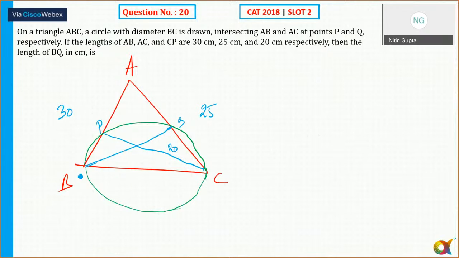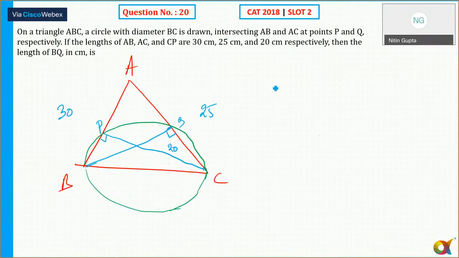Okay, no issues. Now, what is the area of the triangle ABC? That is important here. Remember this angle is 90 degrees and this angle is also 90 degrees. Angle in a semicircle is 90 degrees. BQC is a triangle in a semicircle, BPC is a triangle in a semicircle, so the angle is 90 degrees. And area is always equal to half into base into height.